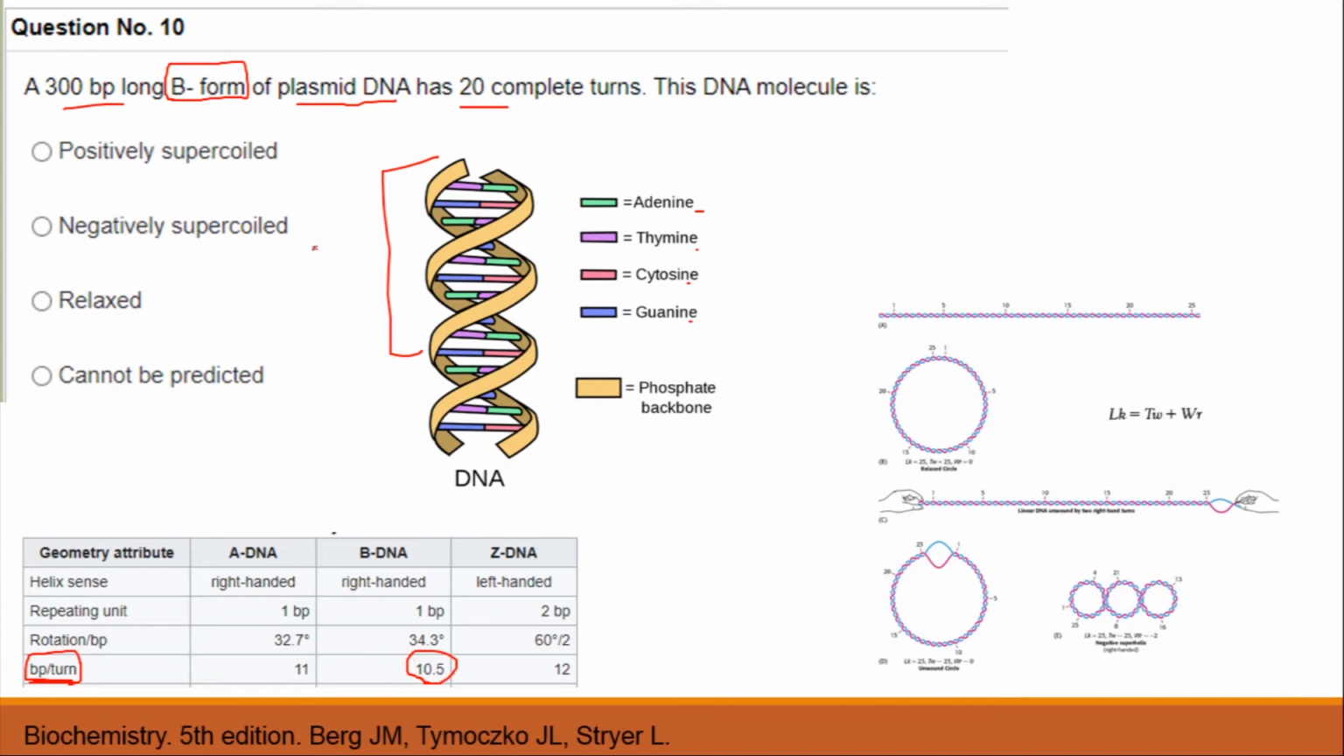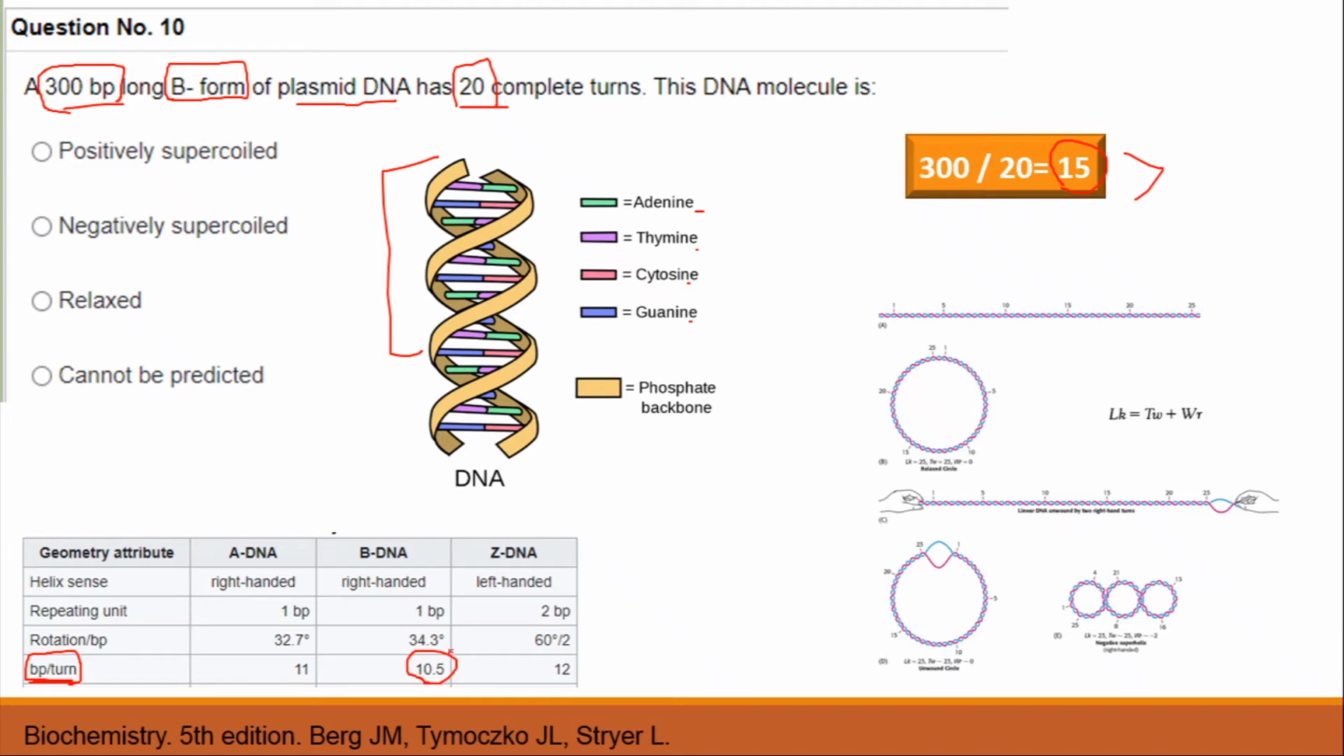So if we consider this is our 1 turn, you can find around 10.5 base pairs. As in the given question, this plasmid DNA has a total of 300 base pairs and it has 20 complete turns. Now what we need to find is the number of base pairs that this particular DNA possesses per complete turn. And how can we do that? We can do that simply by dividing 300 by 20 and we get 15.